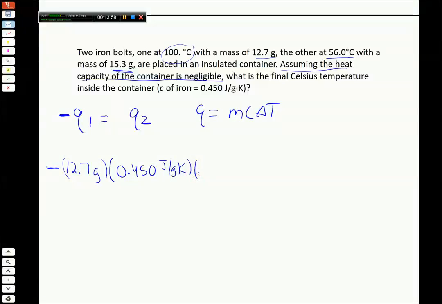And then delta T for the first object. What we're solving for here is the final temperature. That's going to be our unknown. So it's going to be that final temperature, which is unknown, minus the initial temperature, which is 100 for the first one. And that's going to be equal to MC delta T for the second piece of metal. The second piece of metal has a mass of 15.3 grams. Same heat capacity because they're both made out of iron, and the heat capacity was given.